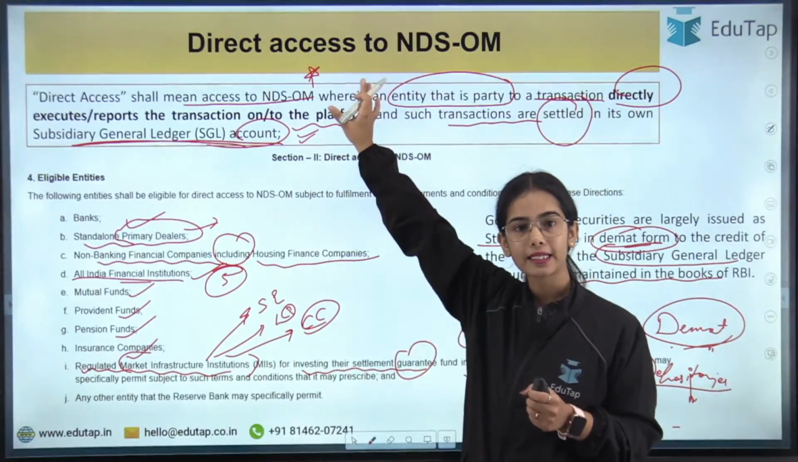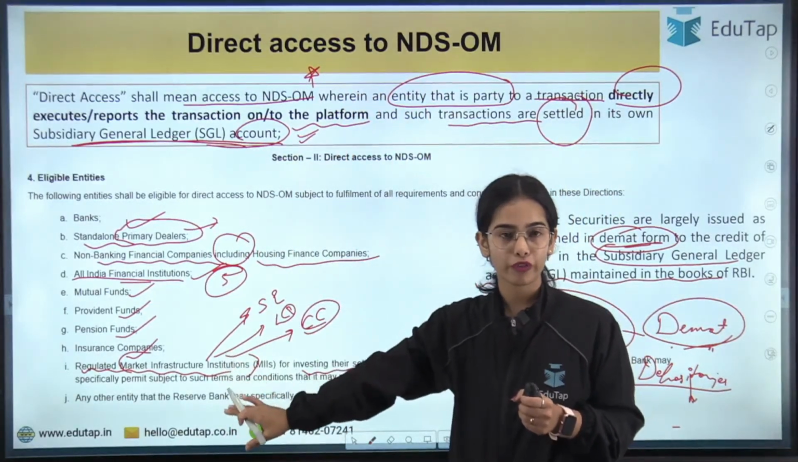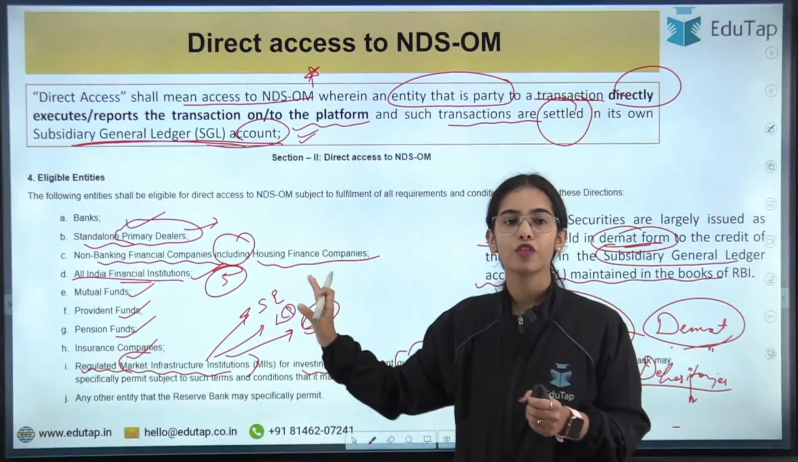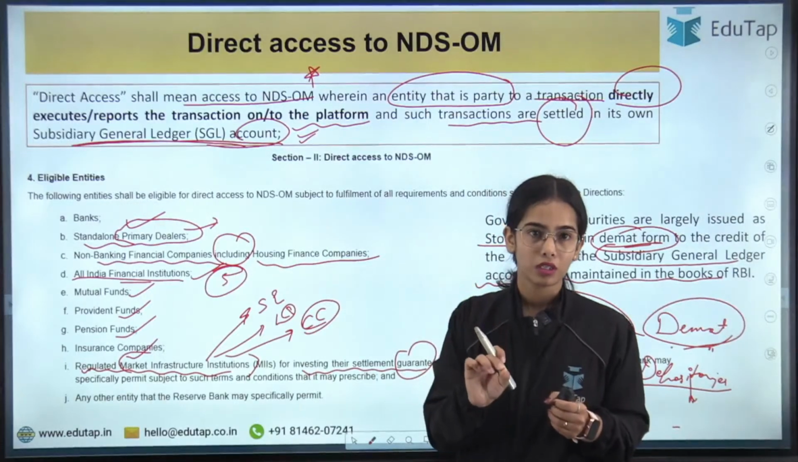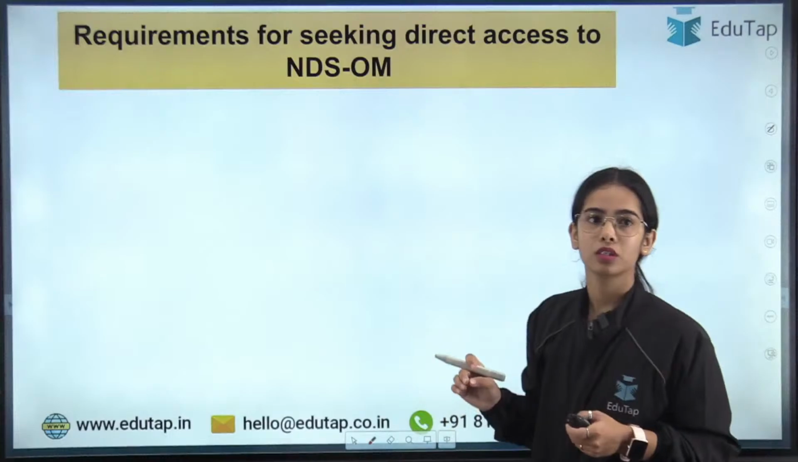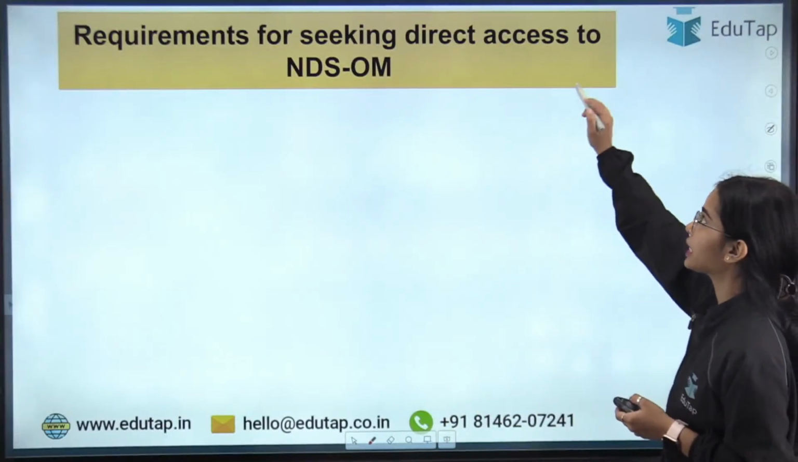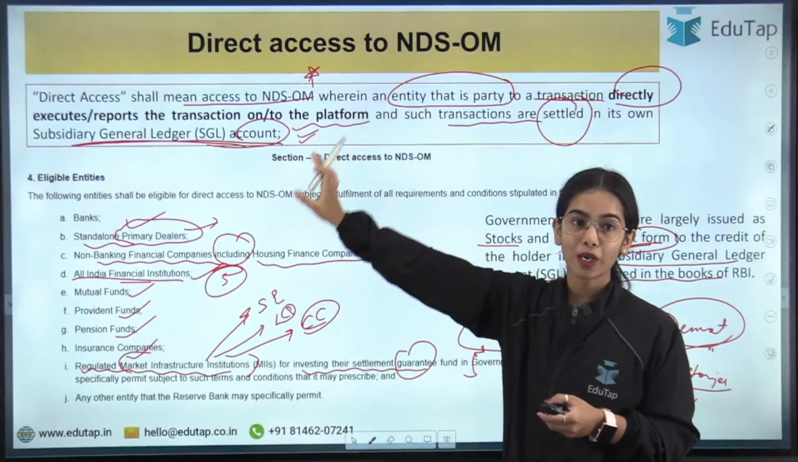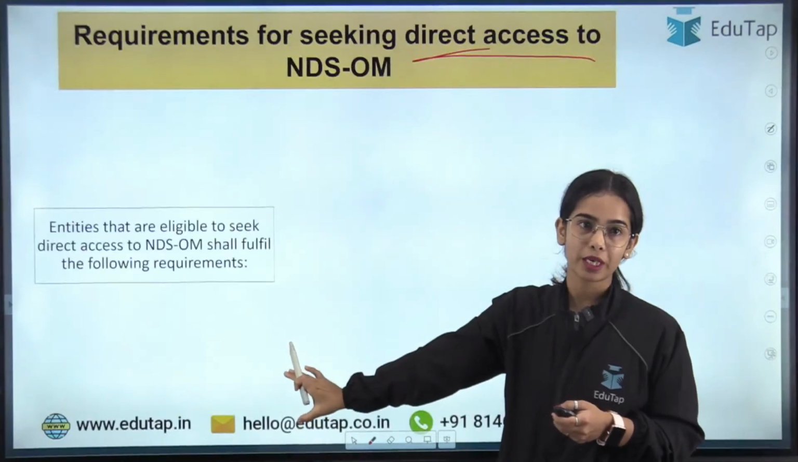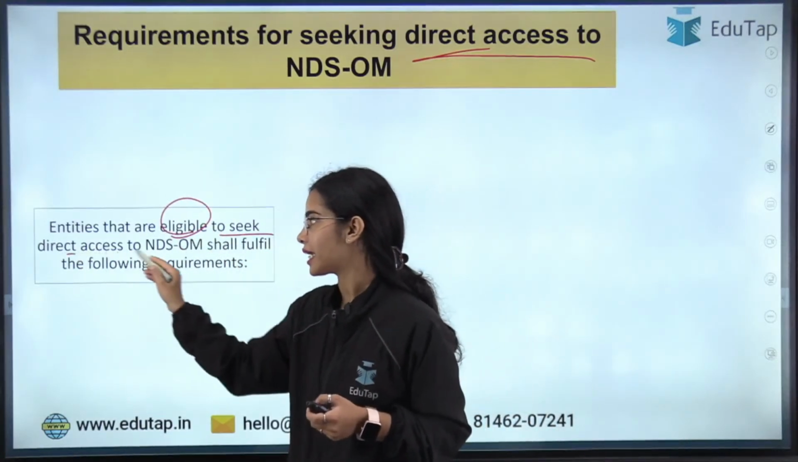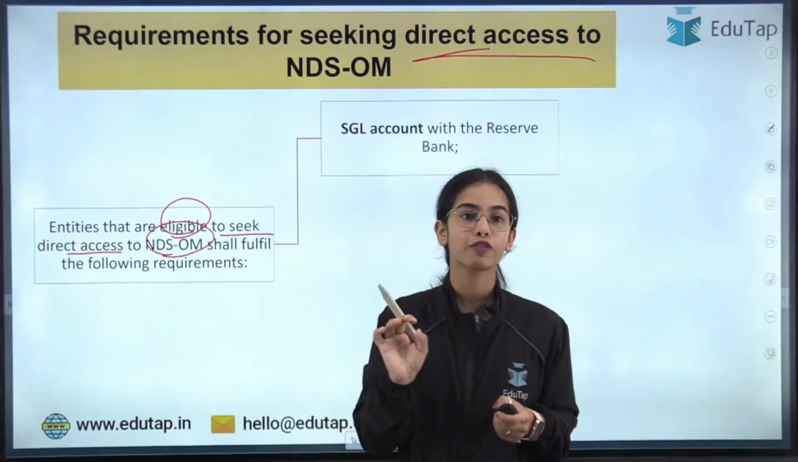So direct access to NDS-OM is provided to all of them, and they can have the SGL account with the Reserve Bank of India, where they can receive the government securities in the demat form, okay? Now coming to the requirements for seeking direct access. So first of all, what are the requirements for seeking direct access? Why is direct access given only to them? There are some requirements. Entities that are eligible to seek direct access to NDS-OM shall fulfill the following requirements.